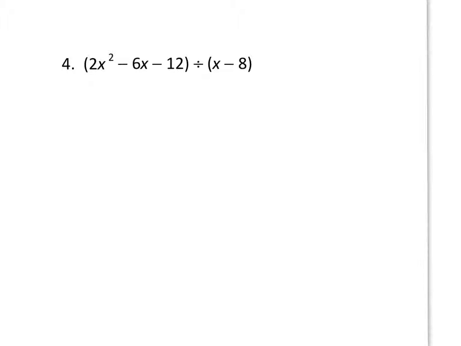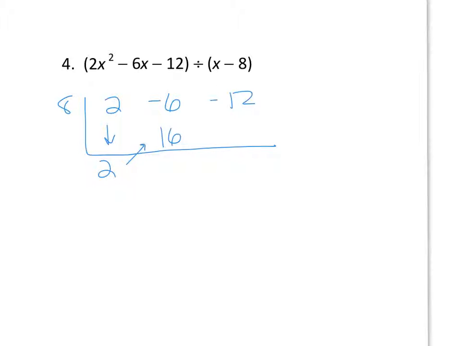Okay, so I'm going to start with my 2, my -6, my -12, and on the outside is going to be a +8. Bring down the 2. 2 times 8, multiply, I get 16. -6 plus 16 is 10. Multiply 10 and 8, 80. -12 plus 80 is 68.